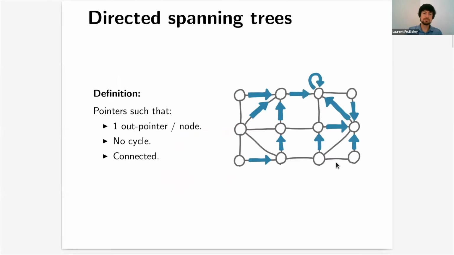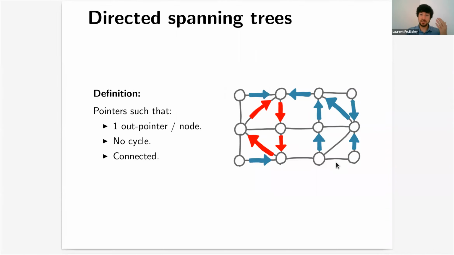Okay, so now spanning trees. So I guess the huge majority of you know what is a directed spanning tree, but still I will define it properly. So a directed spanning tree is a set of orientations on some edges, so a set of pointers, here the blue arrows on my drawing, such that three properties hold. So these three properties are that there is exactly one outgoing pointer per node. So each node has one pointer that is outgoing. Maybe there are several that are ingoing, but just one outgoing. And there should be no cycle. So for example, this picture shows something that is not a directed spanning tree.